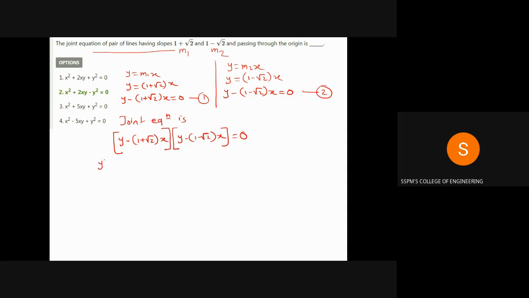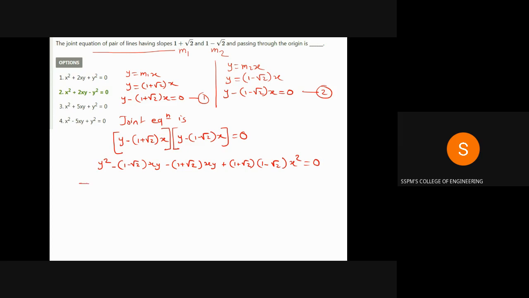Okay, so what will be the multiplication? It will be given by y square minus 1 minus root 2 xy minus 1 plus root 2 xy plus 1 plus root 2 times 1 minus root 2 x square is equal to 0. So we just multiply these brackets and we will get this.